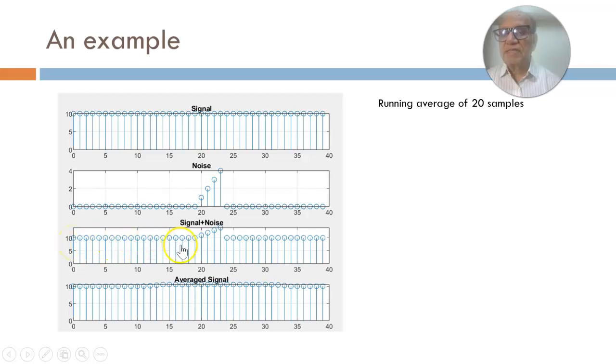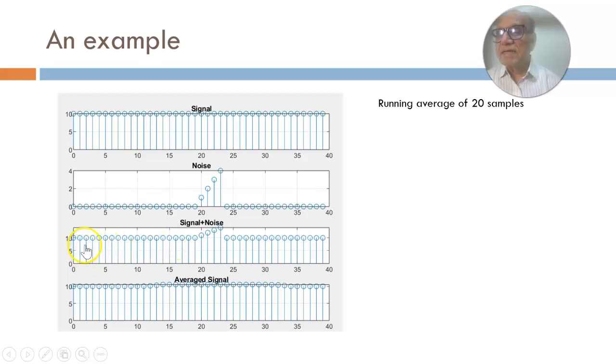Let us take the first 20 samples, sample number 0 to sample number 19. There are 20 samples total. So that is corresponding to the signal itself. You will get the exact value. That will be 10 itself.